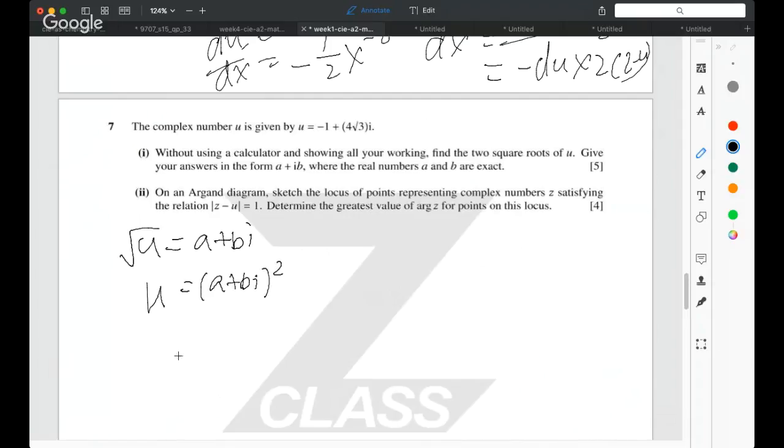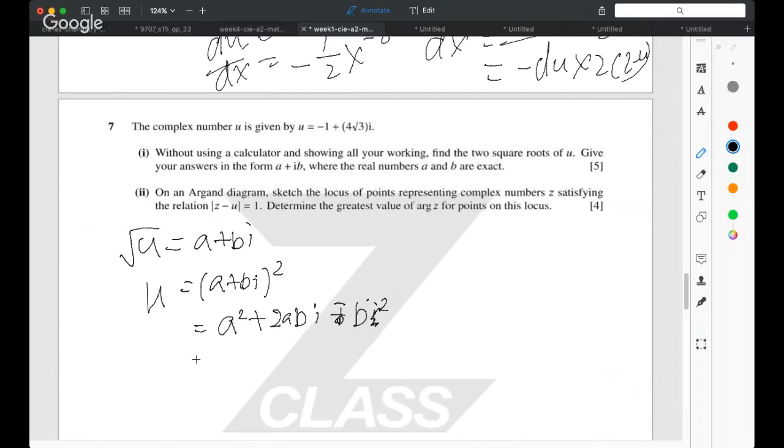You're going to get a squared plus 2abi plus b squared i squared. What is i squared? It's going to be -1. So what is plus b squared i squared, the last term? i squared is -1, so this becomes minus b squared.